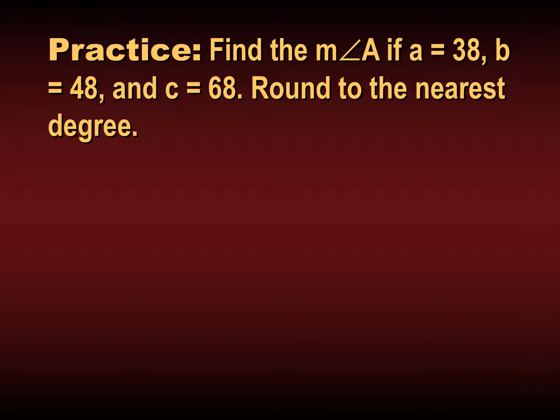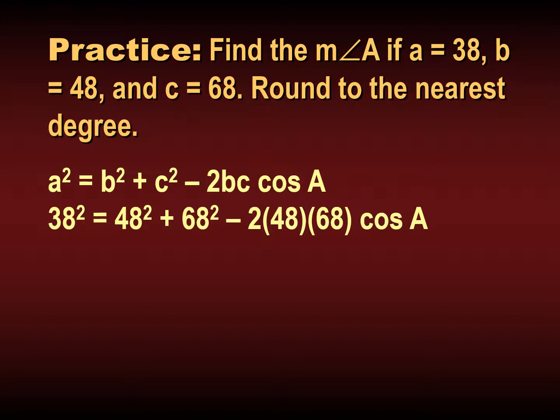Let's say we want to find angle A if side A equals 38, B equals 48, and C equals 68. So since I'm searching for angle A, I need to use the formula that actually has angle A in it, which would be A squared equals B squared plus C squared minus 2BC times cosine A. So when I plug in my values, I get 38 squared equals 48 squared plus 68 squared minus 2 times 48 times 68 times cosine A.